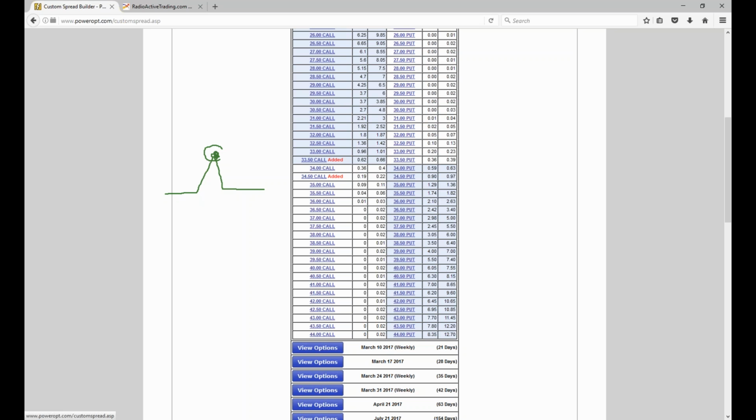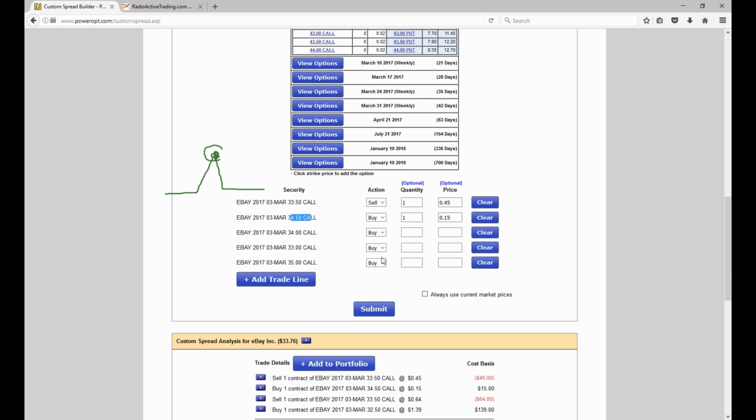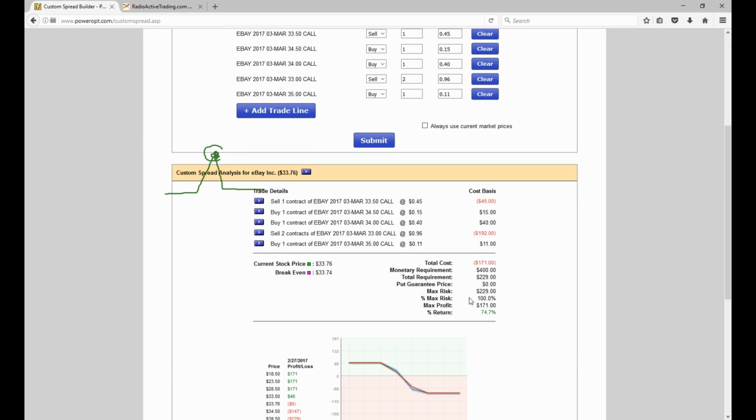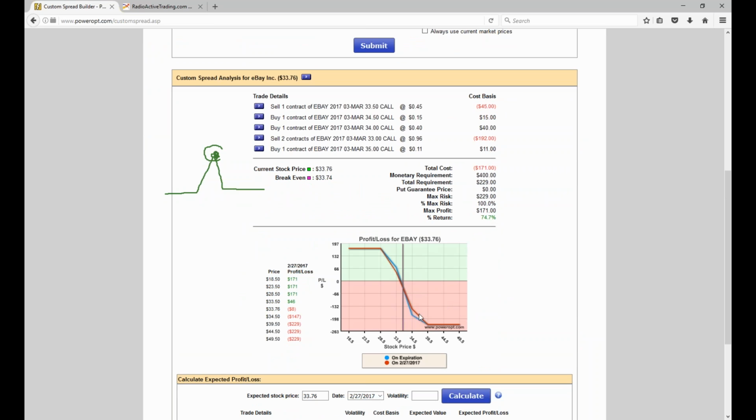is sell 2 34 calls, and I could use puts too. We're just going to stick with the calls, try and keep it simple. Sell 2 34 calls, buy a 33 and a 35. Okay, so that's by itself a butterfly. But I'm going to sell 2 of these at the money 34 strike, buy a 34 and buy a 35. Now we take our bear spread, we add the butterfly.